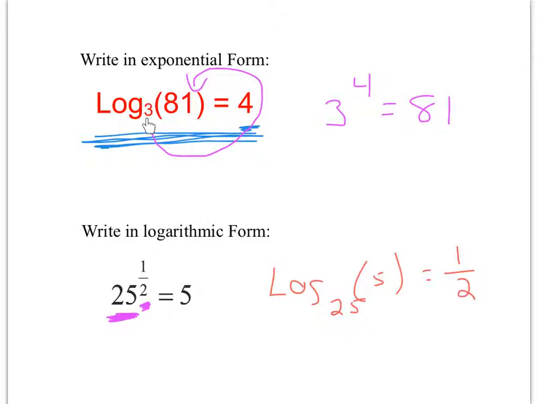Notice the base of the log up top here was 3. The base of the exponent is still 3. The logarithm is equal to the exponent, so the logarithm is equal to 4. That was the exponent, 3 to the 4th power. 3 to the 4th power is equal to 81. Down here, I have a base of 25. So that's also going to be my log base, log base 25. The 5 is what I'm taking the log of, and my exponent, 1/2, is equal to the log. And if we were to exponentiate this, we can see now that 25 to the 1/2 power is equal to 5. The square root of 25 is 5.